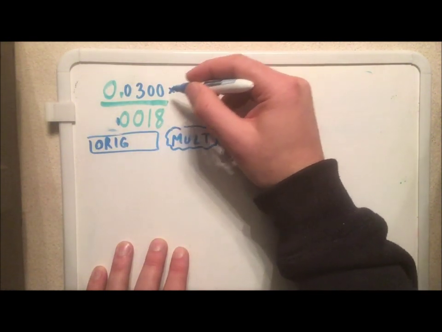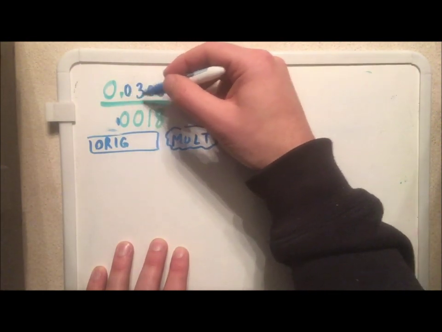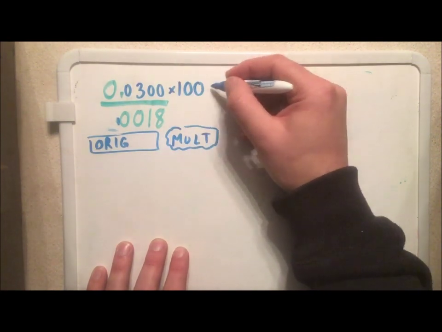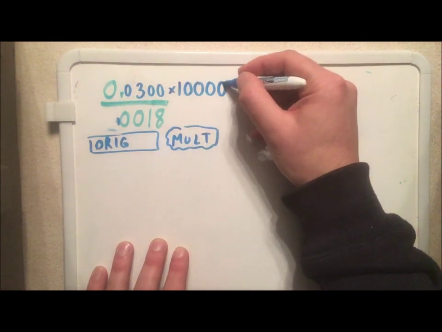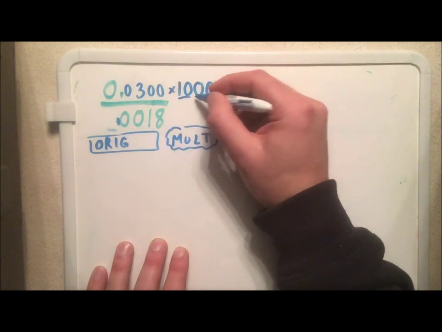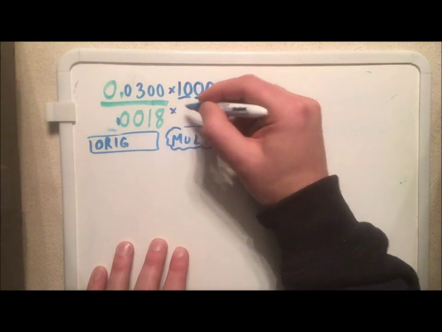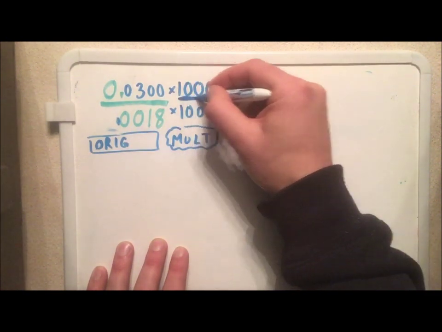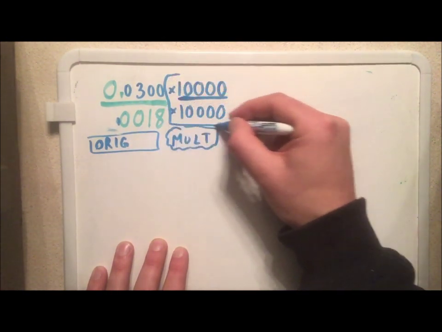If I have to move the decimal 4 spots, I have to multiply not by 10, not 100, not 1,000, but 10,000. And I got to do that to top and bottom, because the top and bottom number has to be the same. Okay, so there's my multiplication.